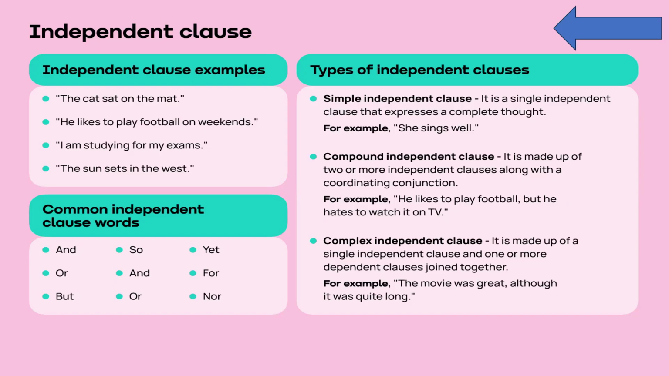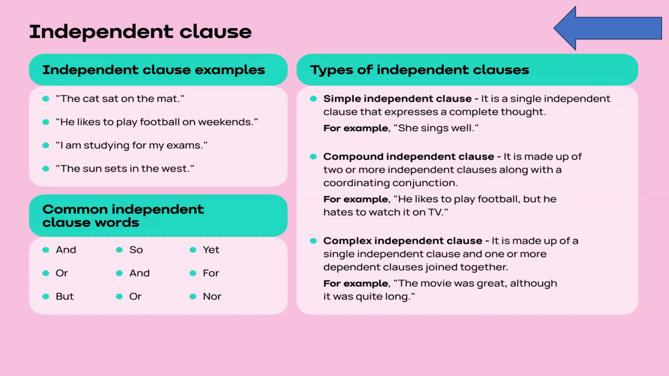Complex independent clause: it is made up of a single independent clause and one or more dependent clauses joined together. A single independent clause is always required to form a complex independent clause, and then one or more dependent clauses are joined with the main clause, the principal clause, the independent clause.